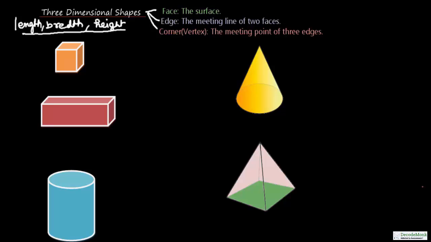They have got a face, which is basically the surface of the shape. An edge is the meeting line of two faces. A corner, also called a vertex, is the meeting point of three edges. So these things will be clearer when we discuss these shapes.